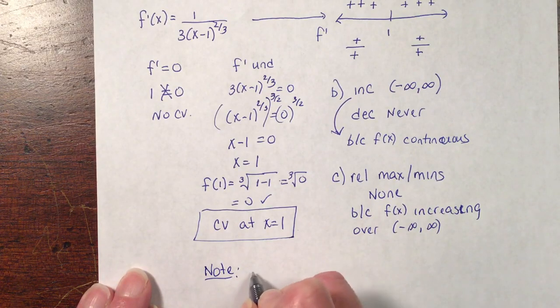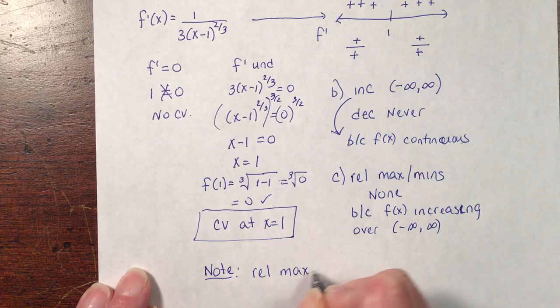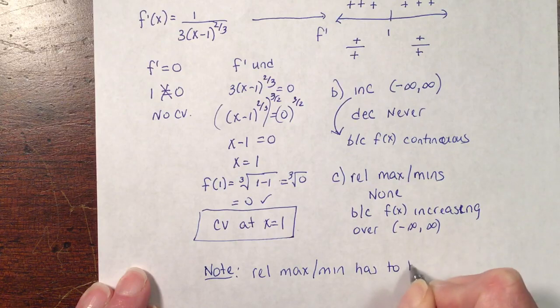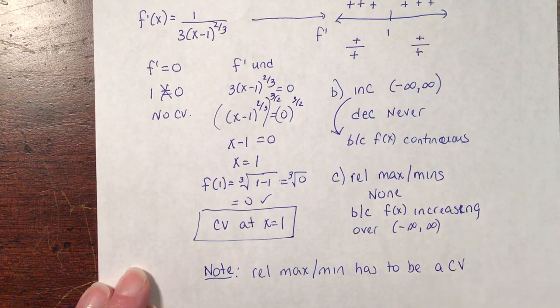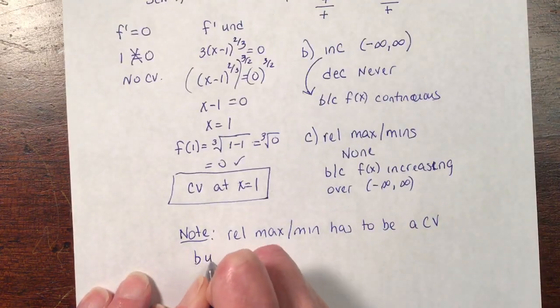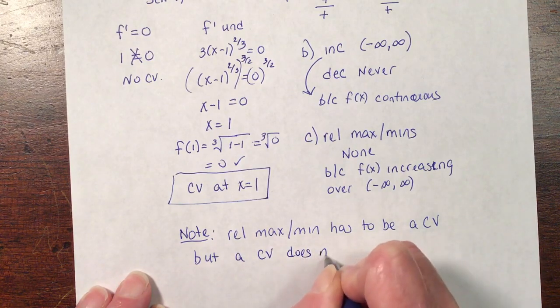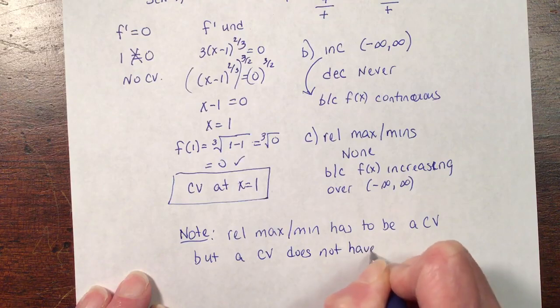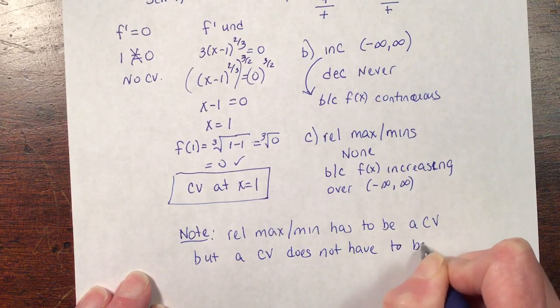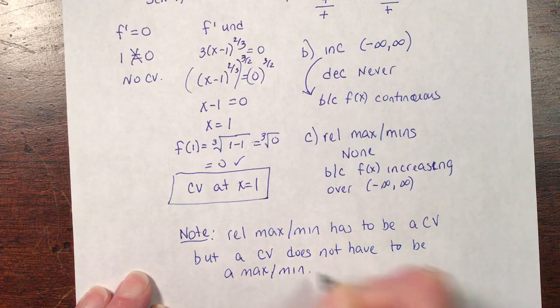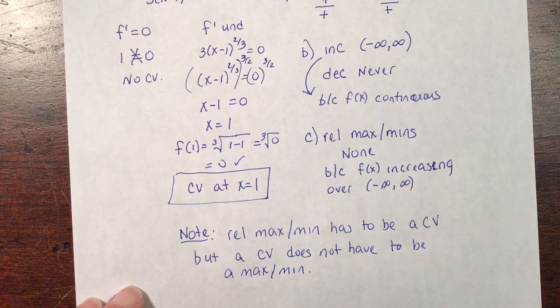a relative max or min has to be a critical value, but a critical value does not have to be a max or a min. Okay. So that's something you may want to consider when you're working through the homework examples for tonight.